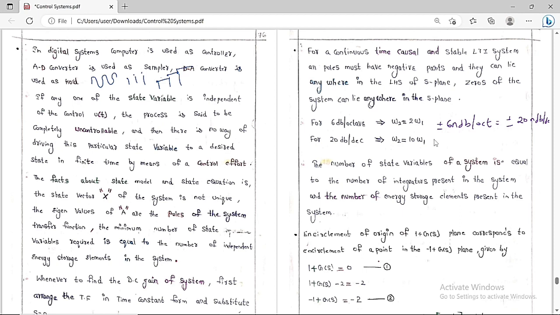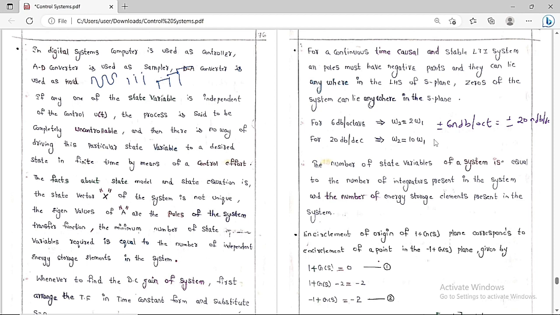So therefore, we can say finally that plus or minus 6n decibels per octave is always equal to plus or minus 20n decibels per decade. And for 6 decibels per octave, omega 2 is equal to 2 times omega 1. And for 20 decibels per decade, omega 2 is equal to 10 times omega 1. So this formula you always have to keep in your mind.